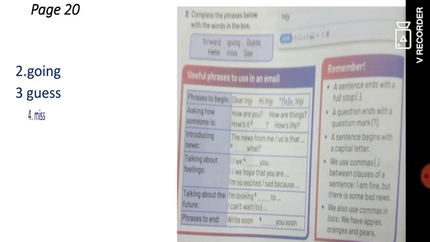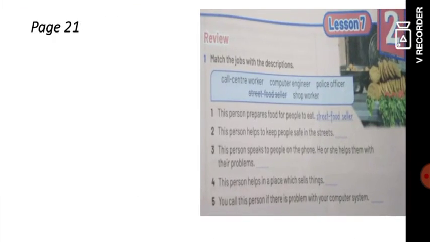Talking about feelings: number four, we miss you, or I hope that you are, I'm so excited, or sad because. Talking about the future: I'm looking forward to, or I can't wait to. Phrases to end: write soon, or see you soon. Okay.